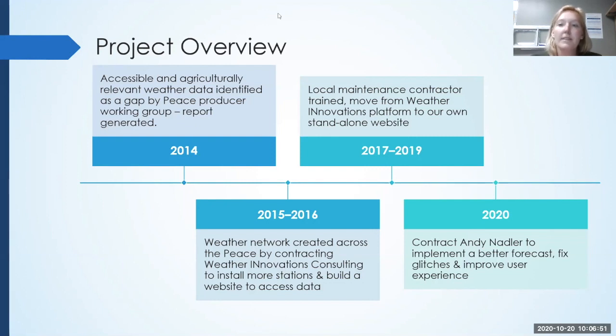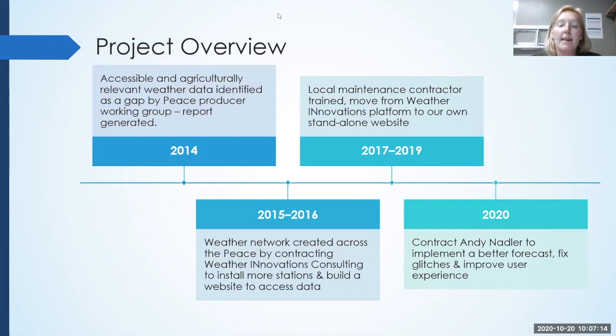So when that project ended, the funding ended, we actually got renewed funding in 2017. And so we decided that we wanted to actually change platforms. It was really expensive with the way that we were doing it before. We needed to find a much more economical way for us to share the data. So we actually built our own website.